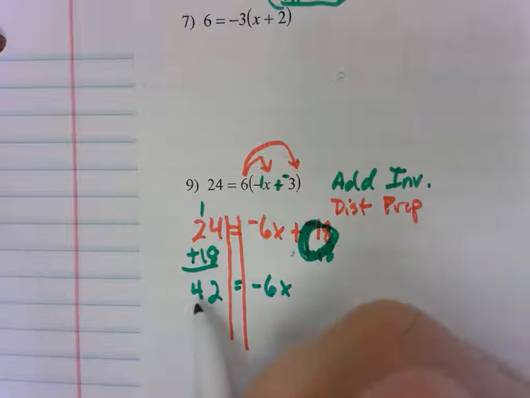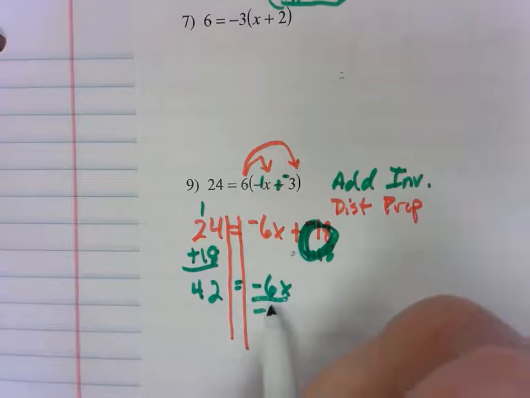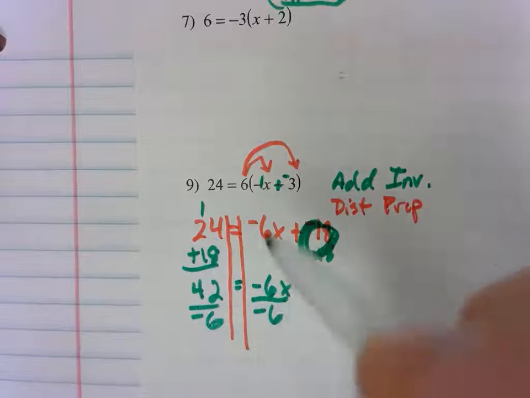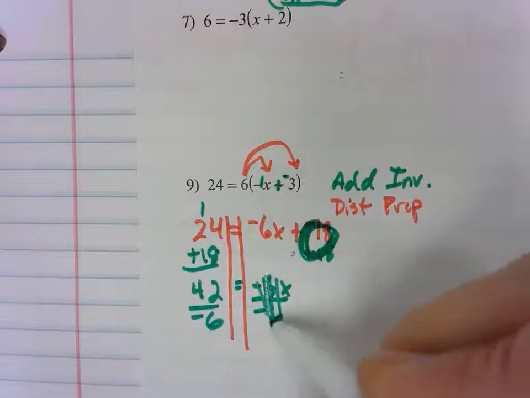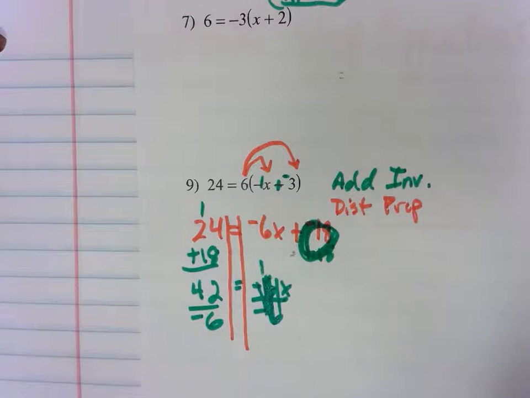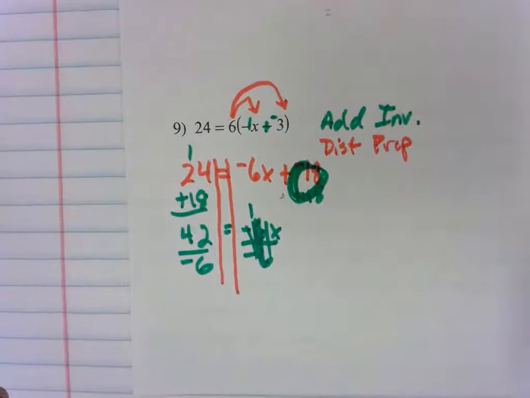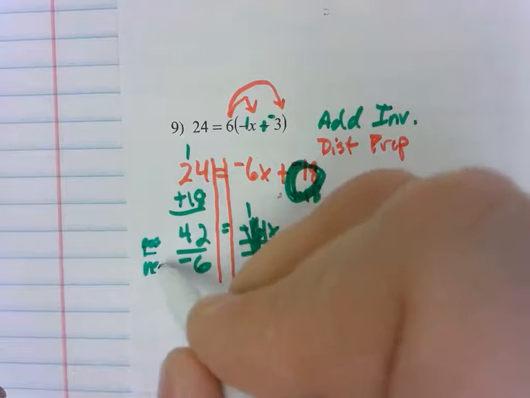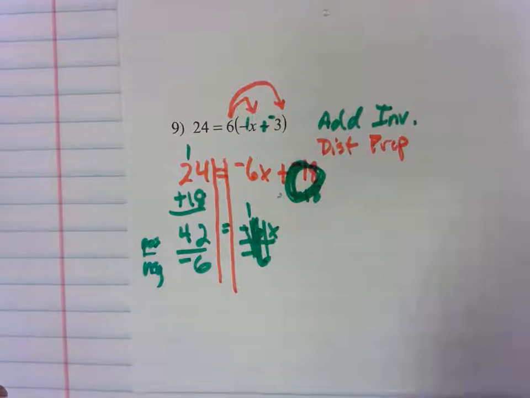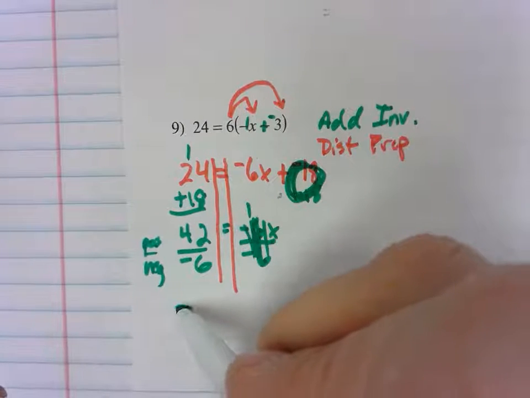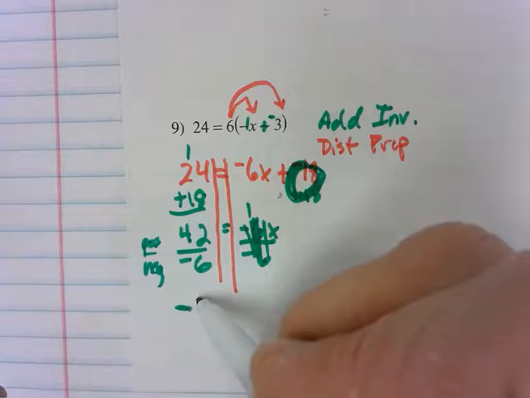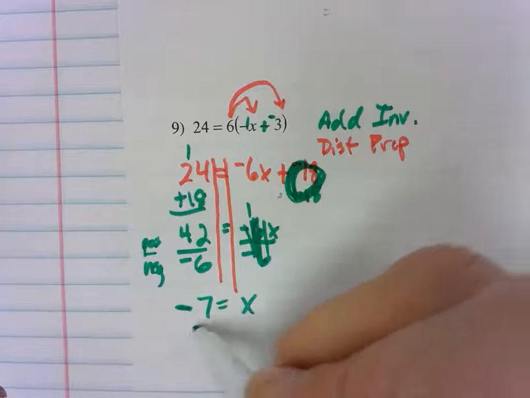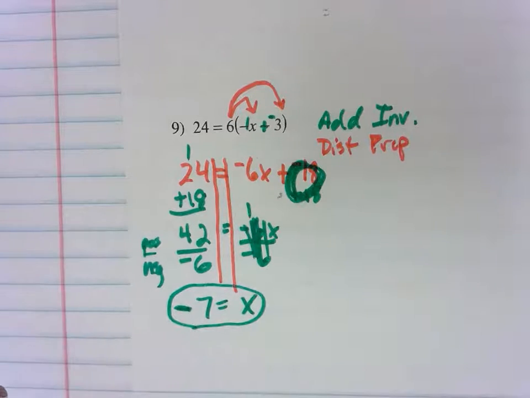And then of course we're back doing what we normally do. We're going to divide both sides by negative 6. Those negative 6's cancel out because negative 6 divided by negative 6 is 1. And what's 42 divided by negative 6? That's a positive divided by a negative. What's a positive divided by a negative? That would be a negative. And 6 goes into 42 7 times. So for this one you have x equals negative 7.